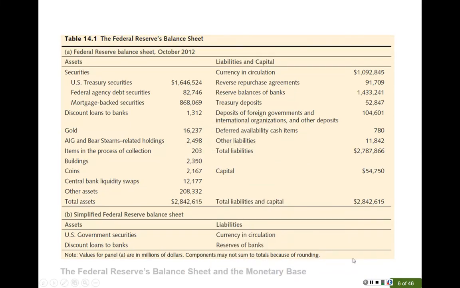So the Federal Reserve, like a commercial bank, also has a balance sheet. When you first take a look at this balance sheet, you will find there are many items. But don't worry, we can actually simplify this balance sheet. So let's take a look at what the simplified balance sheet for the Federal Reserve would be.